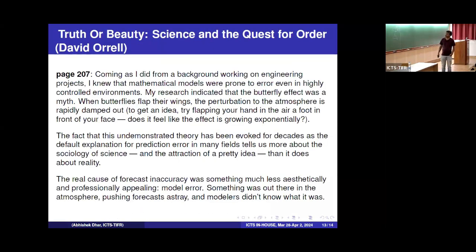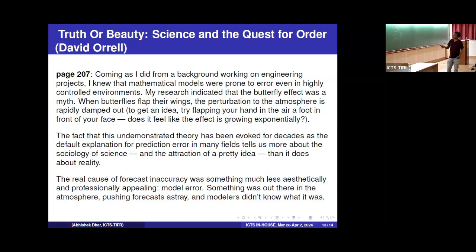I also did some searching about whether other people have said anything about this problem. I found a book called Truth or Beauty by David Orrell, and he seems to have a similar idea to what I am saying. So I'll just end with this.